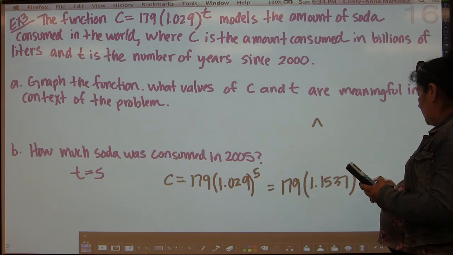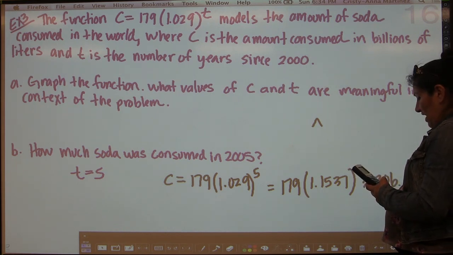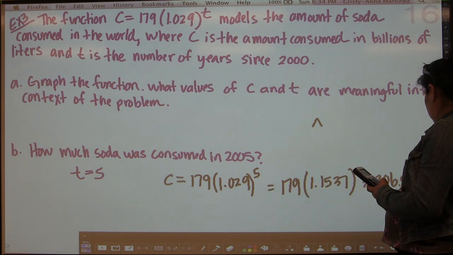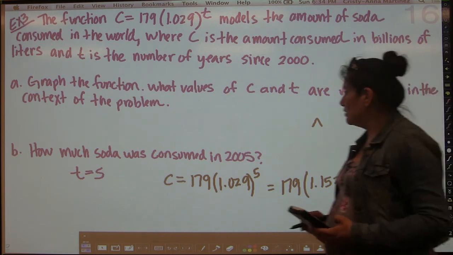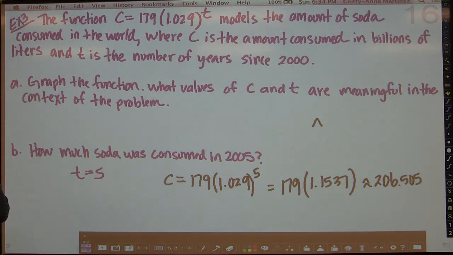So in the end, I get 206.505. Okay? So how much soda was consumed in 2005? Roughly 206.5 billion liters. That is a lot of soda, kids. Please stop drinking so much soda.